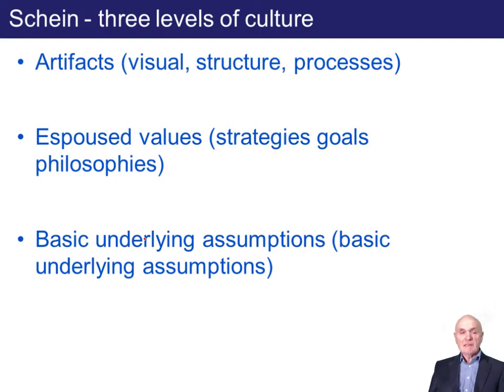Schein recognized that maybe there are 3 levels of culture. You just need to know what these are. He said that the obvious things at the top are the artifacts, like, do people wear a shirt and tie? It's implying a very formal culture. How easy is it to get something authorized? That's a process. And again, if it's hard to get expenditure authorized, it's pretty obvious you're dealing in a fairly strict environment.